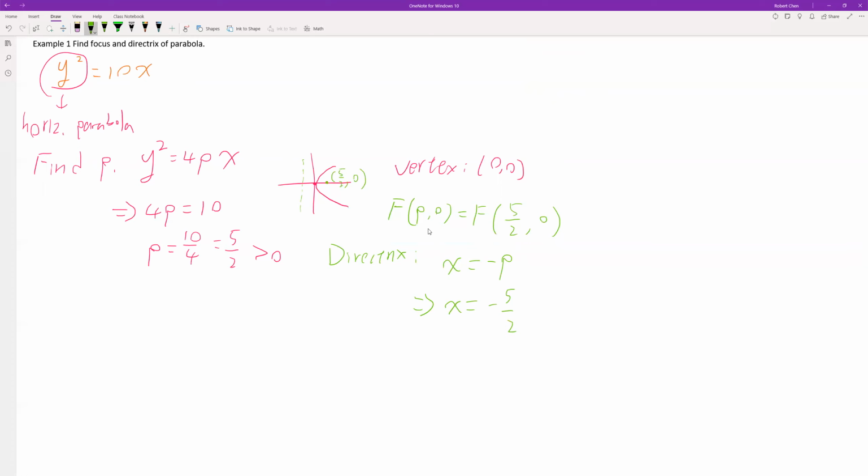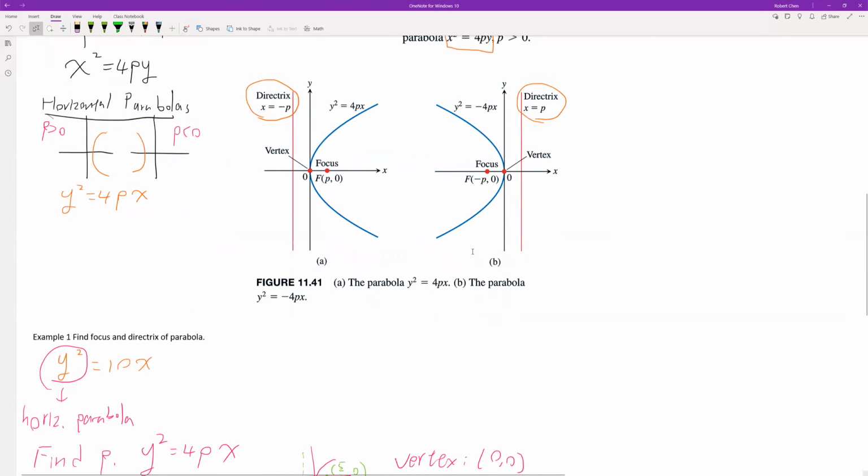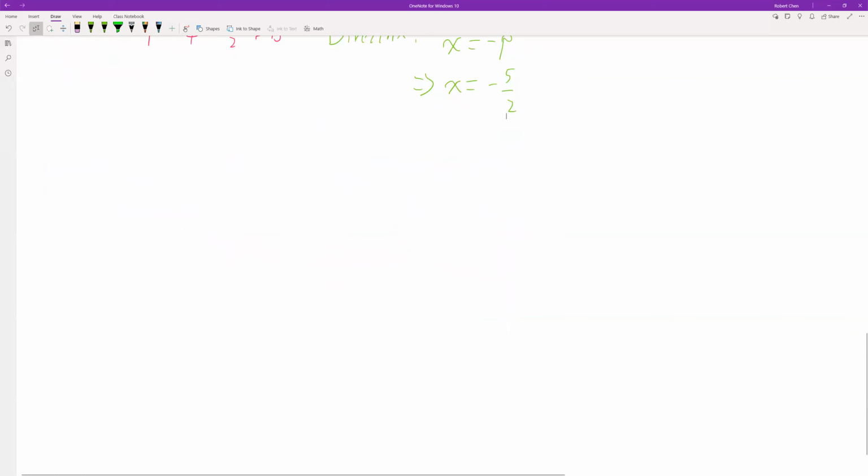So p, the constant p, is the most important value in terms of the parabola, right? Because it tells us about where the focus is and where the directrix is. Okay? And it's similar for vertical parabolas, right? You just need to determine which way it opens, and then that will tell you about the focus and the directrix. Okay, so that's it for parabolas. Nothing too tricky on this. Okay, so next, let's look at ellipses.